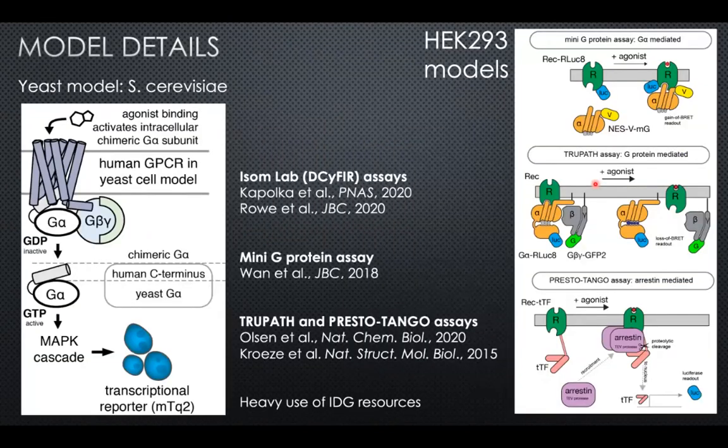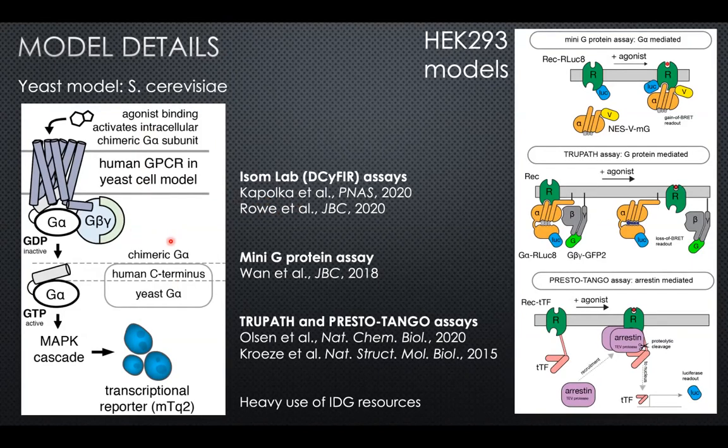So in the lab, we use both yeast and HEK models primarily. In our yeast model, we use Saccharomyces cerevisiae, which has only one GPCR pathway. We've already published a few papers on assays we have developed for GPCRs in this system. In case you're interested, I'm going to describe two of those technologies today.